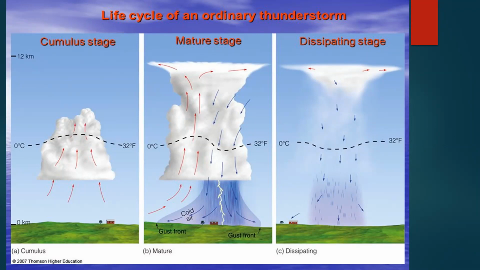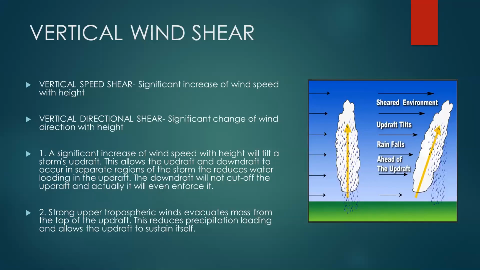So what you need to happen for a severe thunderstorm is that the cool downdraft, the precipitation dropping out of the cloud, has to be shifted so it doesn't kill the updraft. That's the problem. So that's why wind shear becomes important.